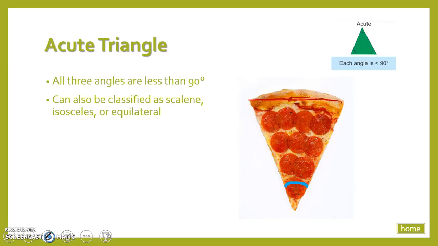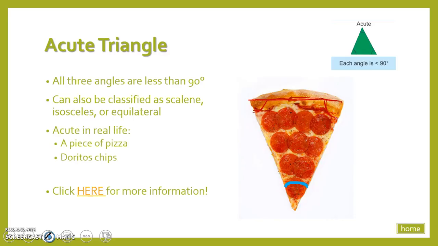And so all of these angles, it's hard to see the red, but all those angles are going to be less than 90 degrees. So examples in real life: a piece of pizza, which, like I said, isn't a perfect triangle, but it's close enough for you to get the idea. And then a Dorito.